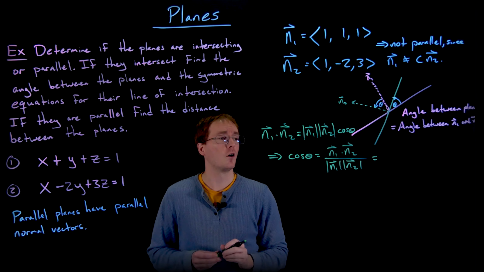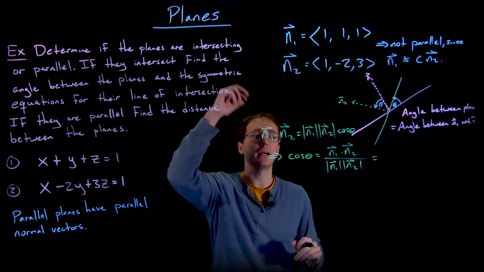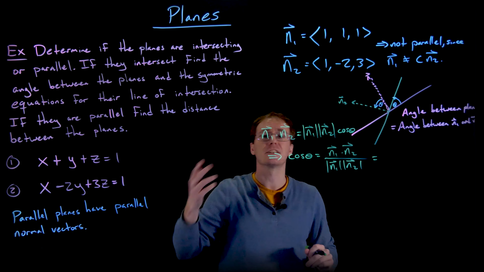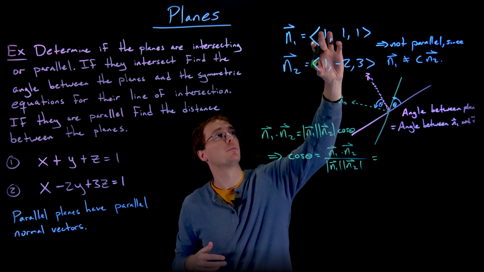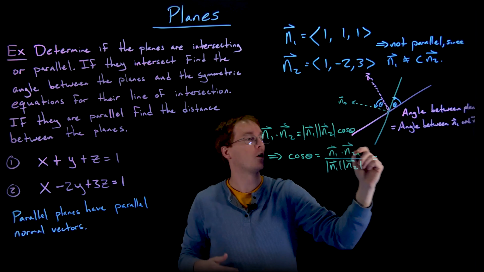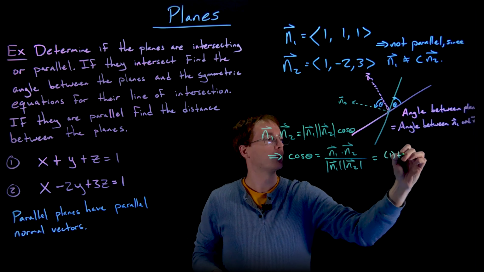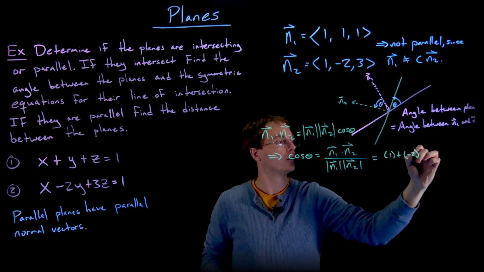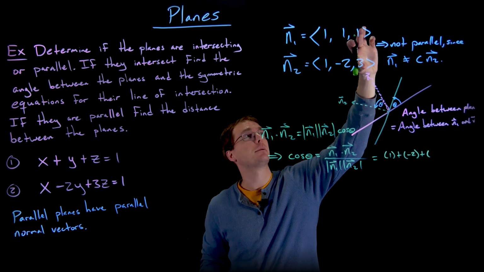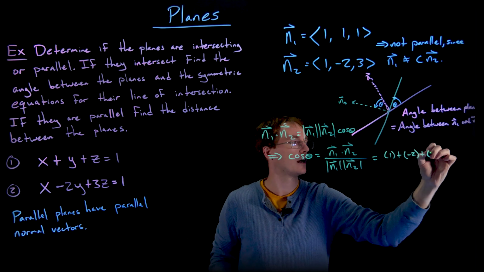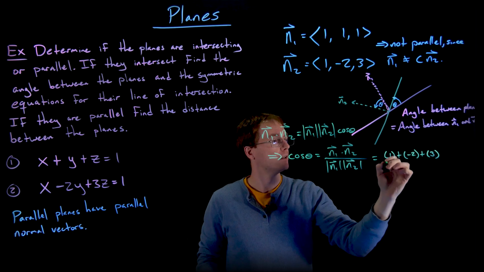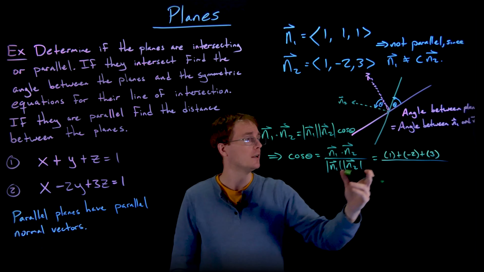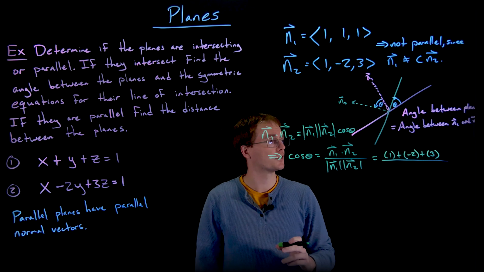All right, so what is n1 dotted with n2? Well, remember, to compute a dot product using the components, you multiply the corresponding components together and then take the sum of those products. So multiplying the first components gives us 1 times 1, which is 1. Then we add to that the product of the second components. That'll give us 1 times negative 2, which is negative 2. Then we add to that the product of the third components, which is 1 times 3, or 3. So our numerator is the dot product between n1 and n2, and that's 1 minus 2 plus 3, which will work out to 2.